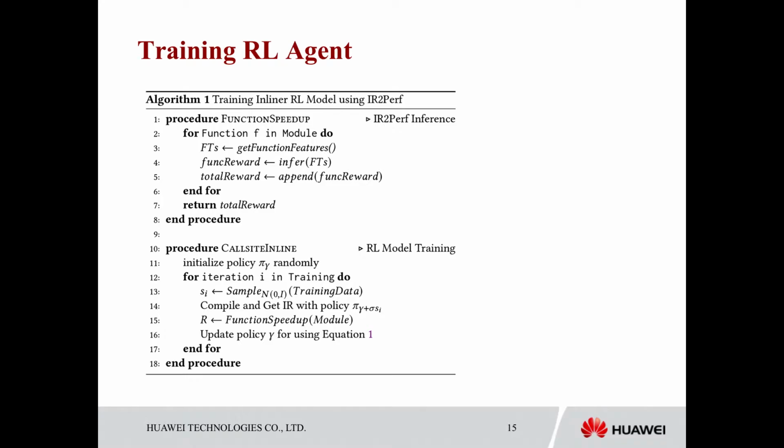So the procedure goes like this for the RL training. We initialize the policy randomly, and we iterate over our training data. We sample the training set and compile it with that policy, and then we generate the function speed up of that specific module using MLGOPerf, for which we append all of those speed ups and generate a total speed up. Then, using that reward, the RL will update the policy using equation 1 in the paper. Hopefully I answered your question.